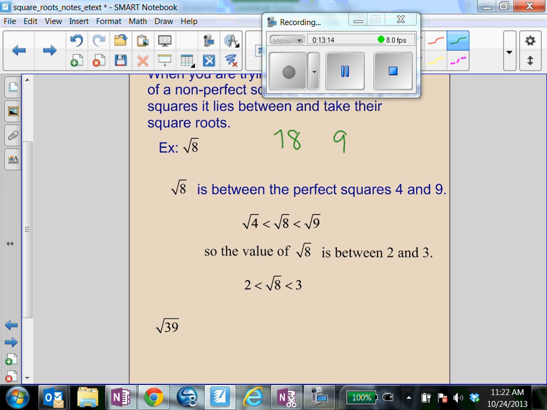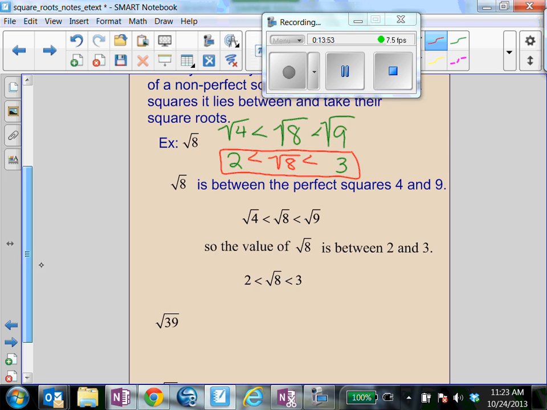I don't know about you, but my mind automatically goes to 9, because that's a really close perfect square. So I know that the square root of 8 is going to be less than the square root of 9. And the square root of 9 is 3. So if I have 3 as the first square root bigger than 8, I know that 2 is going to be my first square root less than 8. So I can put a square root of 4 there. Therefore, the square root of 8 lies between 2 and 3. And this would be the answer to a problem that says approximate the square root of 8 by writing the integers it lies between. And you use the less than symbols to do that.